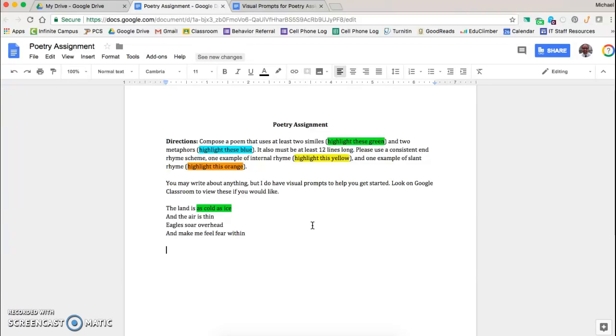Maybe I can rhyme snow, so maybe I can do my internal rhyme now. So, the land, I already said the land. The ground covered in snow, going far below, down and below me. But here I have my internal rhyme, so I would highlight that. So I have snow, rhyming with below. Whoops, I'm still highlighted.